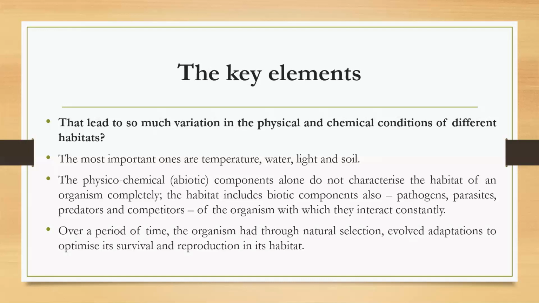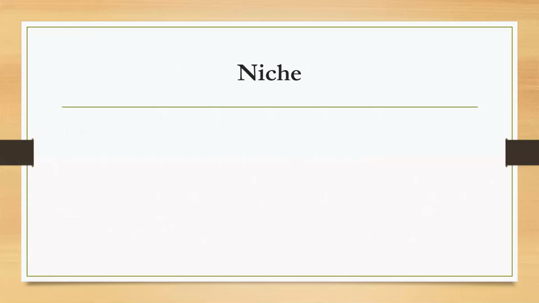So these are the very important points regarding the key elements that determine the physical and chemical conditions of different habitats. Now, one of the very important terms is called niche. In Indian English, it is pronounced niche or niche. It is also called niche.